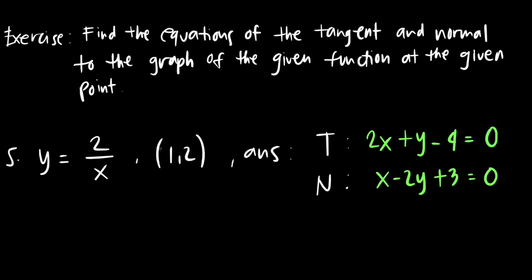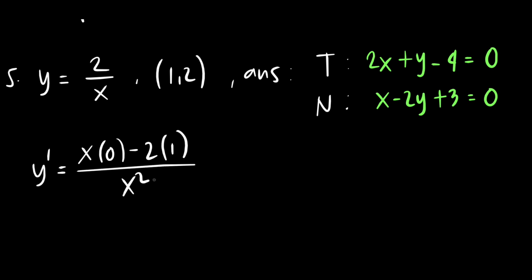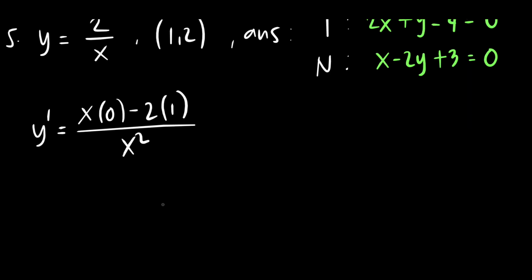Let's proceed to number 5. y is equal to 2 all over x at point (1, 2). Let's get its first derivative. y prime is equal to 2 times 1 over x, so we copy x. The derivative of 2 is just 0, and the derivative of x is 1 all over x squared. Further simplification, y prime is equal to negative 2 all over x squared.